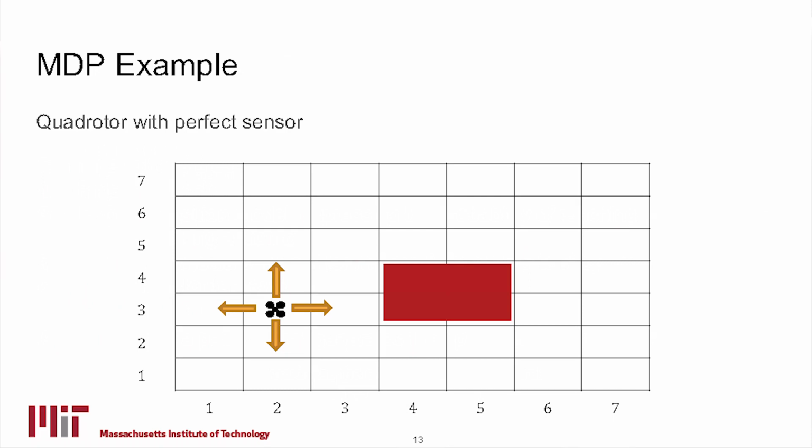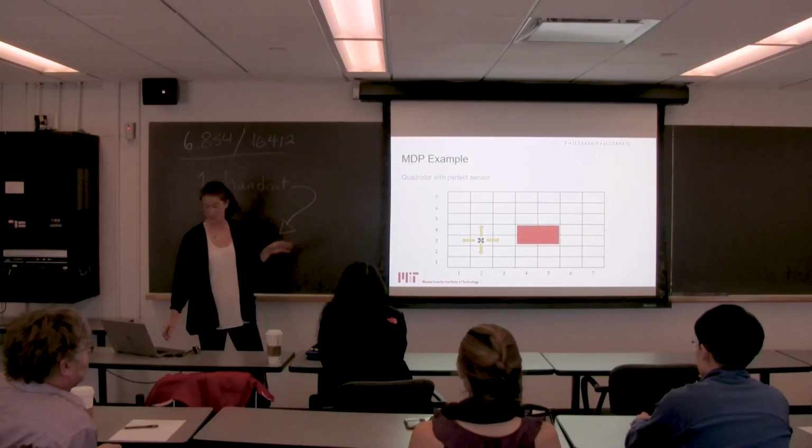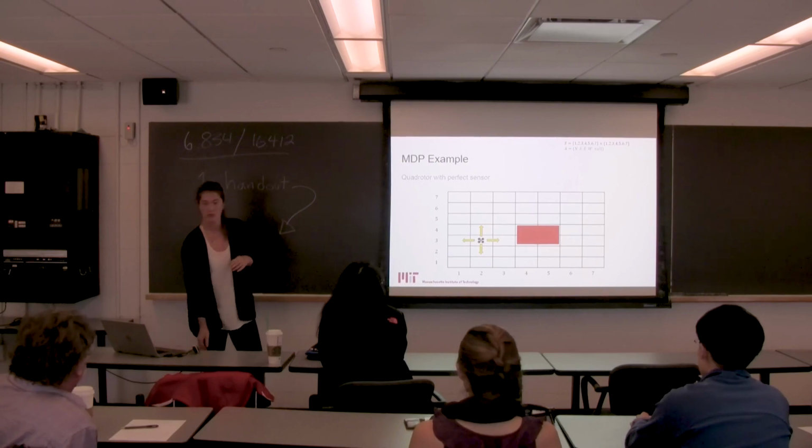So let's walk through an example. If we have a quad rotor with a perfect sensor, and let's put it in this environment where we live on a 7x7 grid. Our set of states are obviously the grid spaces. Can anybody tell me what some of the actions might be? Yep, up, down, left, right. In this case, we call them north, south, east, west, or null.